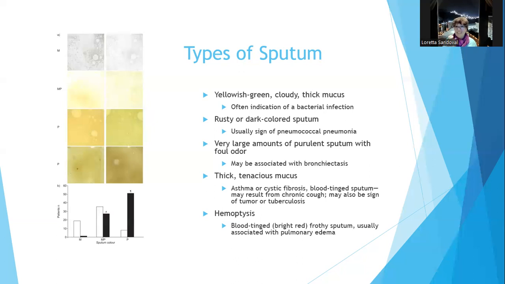So thick, tenacious mucus, that's often one of the problems with asthma and cystic fibrosis: you can't cough it up because it's too thick and clingy. And then hemoptysis, which I just talked about, blood-tinged, bright red, frothy sputum, usually associated with pulmonary edema, because that bright red is freshly oxygenated blood that goes right into your sputum. So yikes, right? Never good stuff.